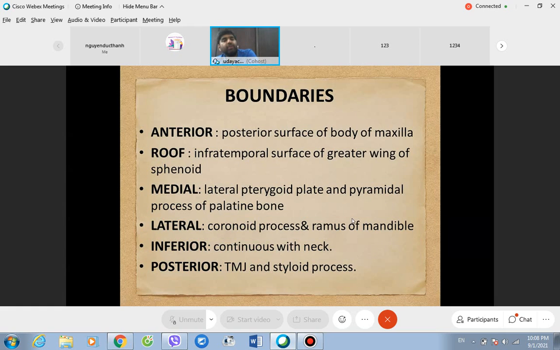Okay, coming to the boundaries. Anteriorly, it is the same boundary, the posterior surface of the body of the maxilla. Roof, it is again formed by the greater wing of the sphenoid, the infratemporal surface of the greater wing of sphenoid, which is also the superior roof of the pterygopalatine fossa. The medial boundary is the lateral pterygoid plate and pyramidal process of the palatine bone. The lateral part is the coronoid process and the ramus of the mandible. Inferiorly, there is no boundary, and it is continuous with the neck. Posteriorly, it is the temporomandibular joint and the styloid process.